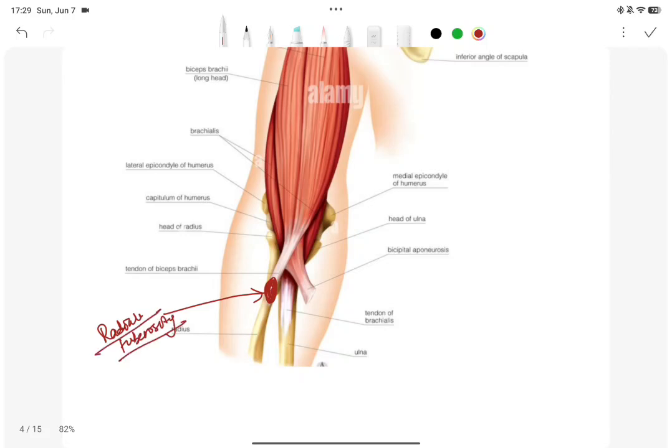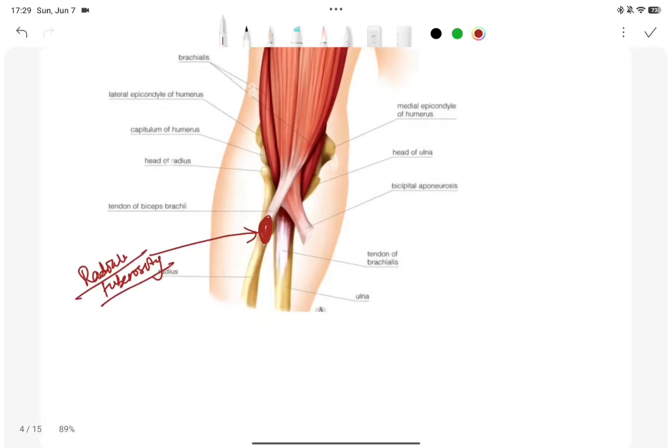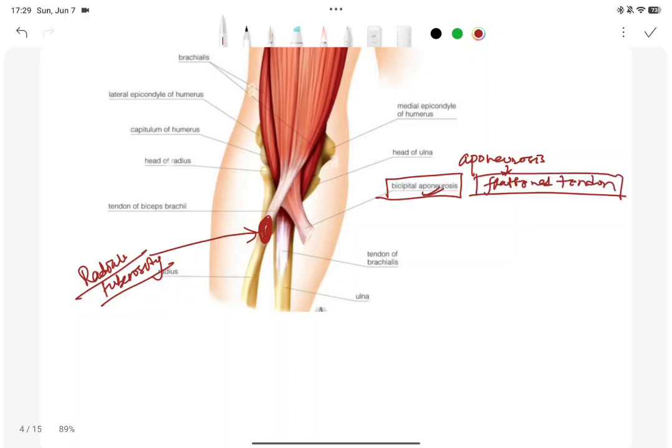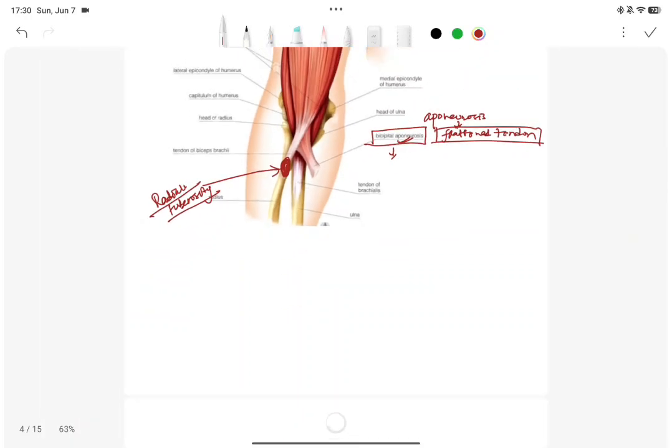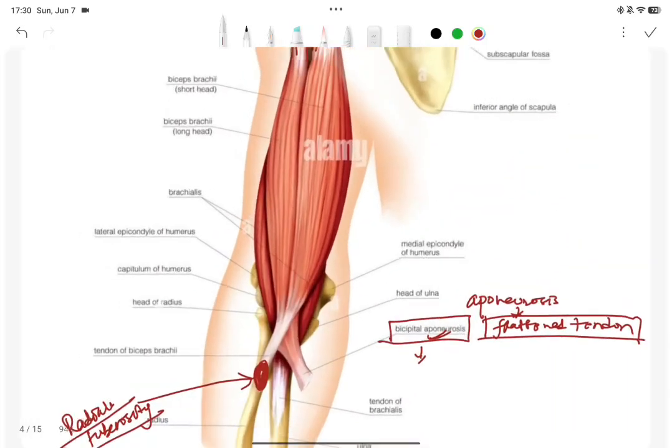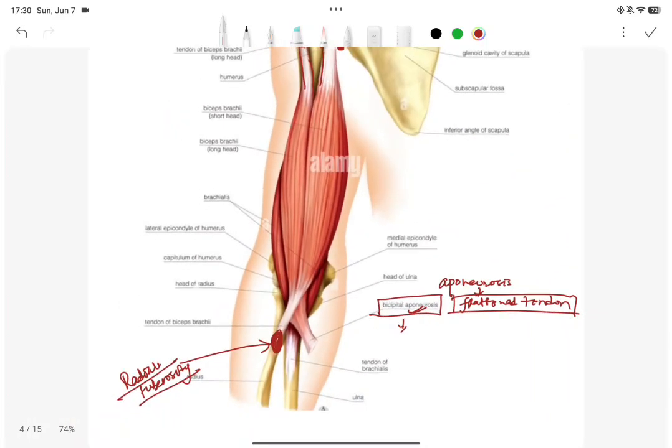This is the radial tuberosity, and the flattened tendon of the biceps brachii goes towards the medial side, forming the flattened tendon called the bicipital aponeurosis. Aponeurosis simply means a flattened tendon. We will talk about it later. Regarding its action, biceps brachii helps in supination of the forearm.